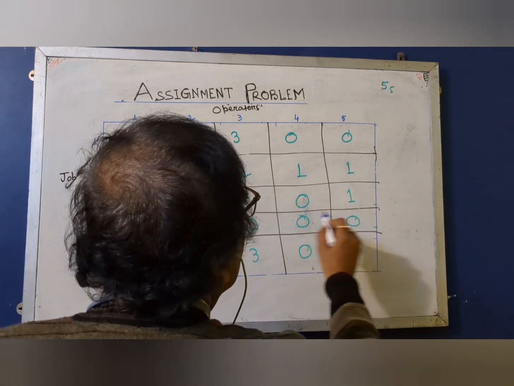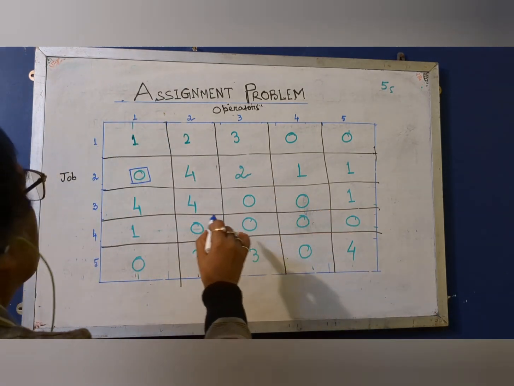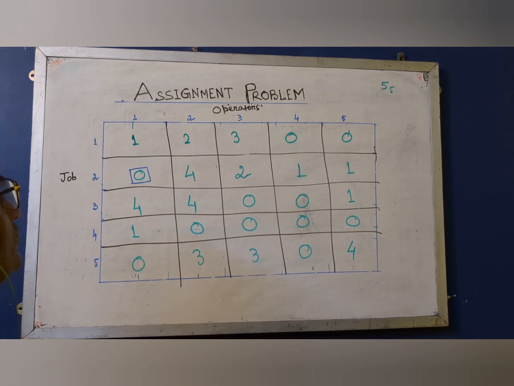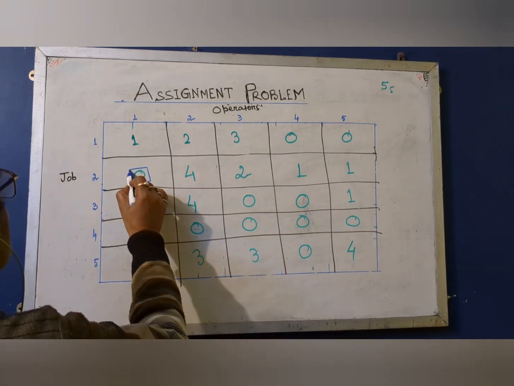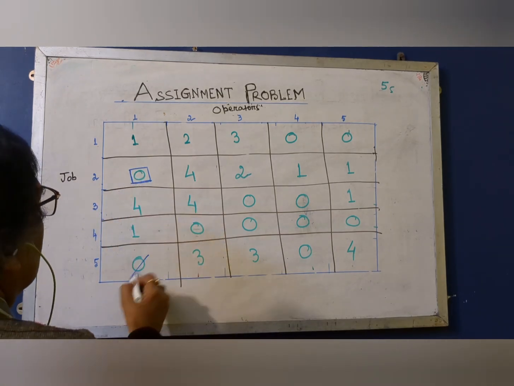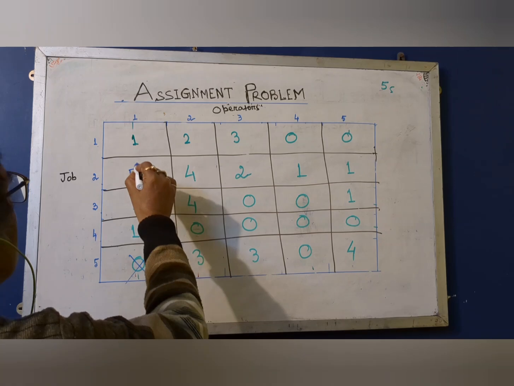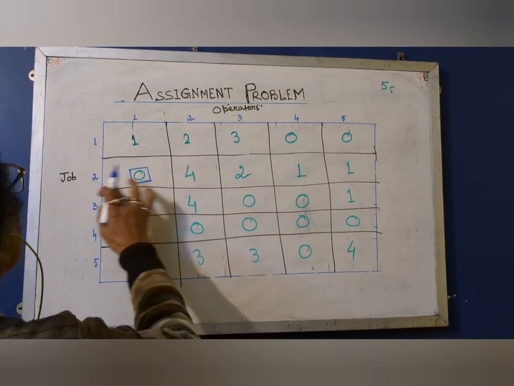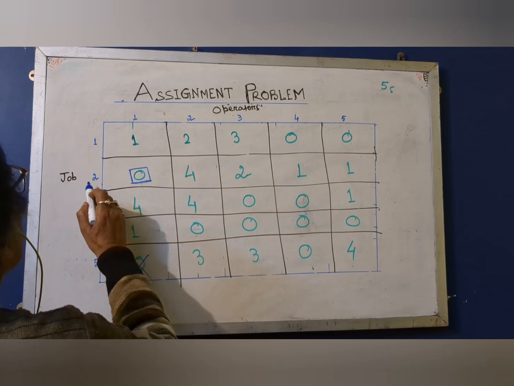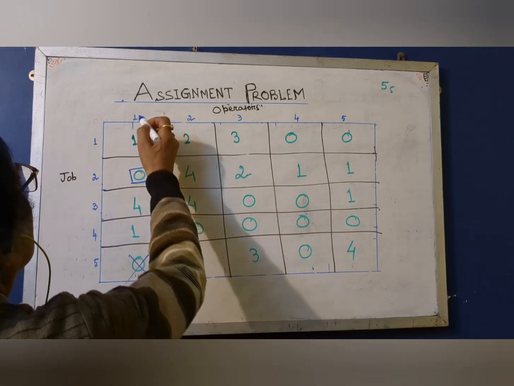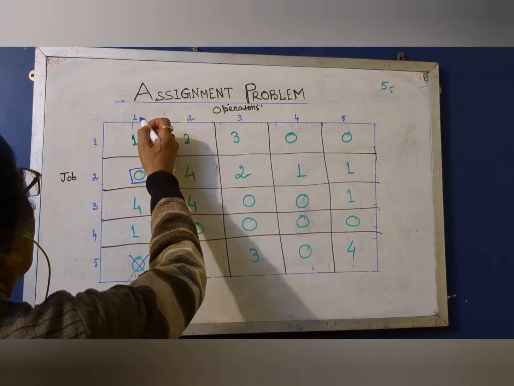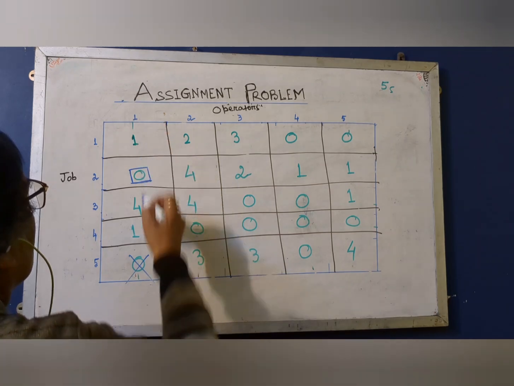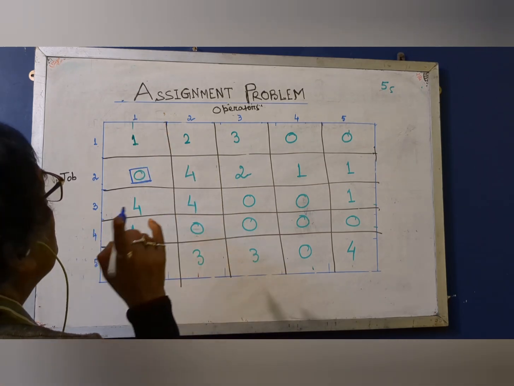But here there is more than one 0. There is an option to do allocation. That's why I have fixed this allocation. As we have fixed this allocation, you cannot further allocate this one, because this indicates job 2 will be allocated to operator 1. Hence operator 1 cannot be allocated to any other job, and you have to put allocation on 0 only, no other elements.